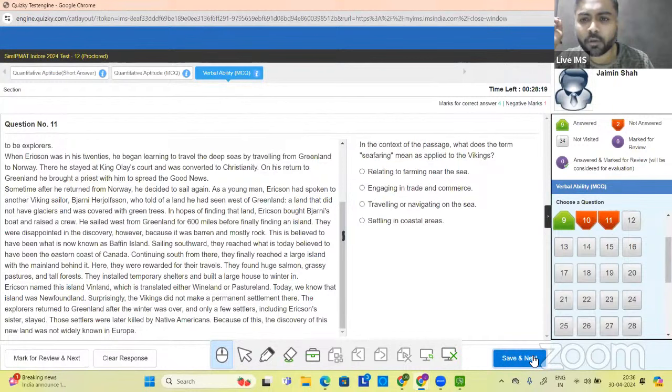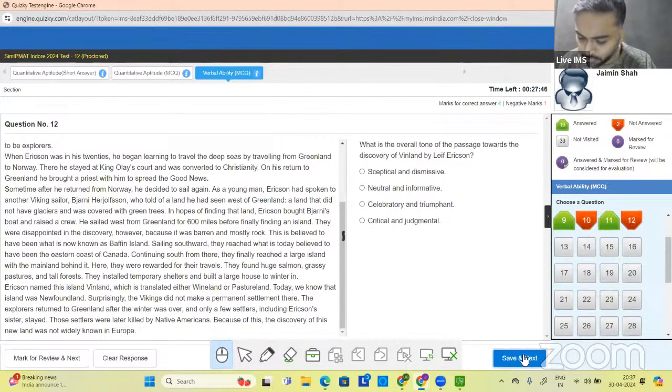In the context of the passage, what does the term seafaring mean as applied to the Vikings? Relating to farming near the sea, engaging in trade and commerce, traveling or navigating on the sea, settling in the coastal areas. Seafaring, okay.